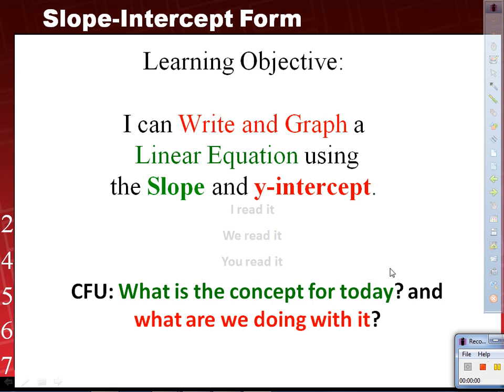All right, our objective for today: I can write and graph a linear equation using slope and y-intercept. Let's read together. 1, 2, 3. I can write and graph a linear equation using the slope and y-intercept.